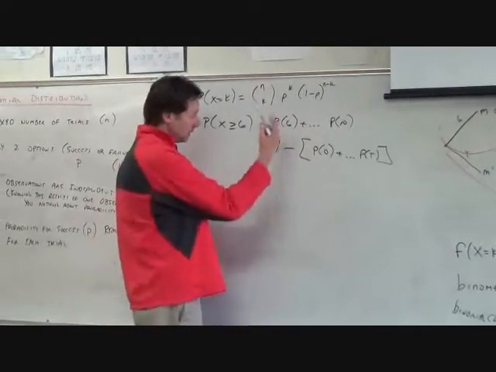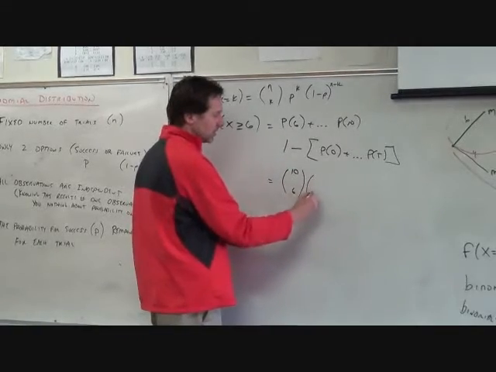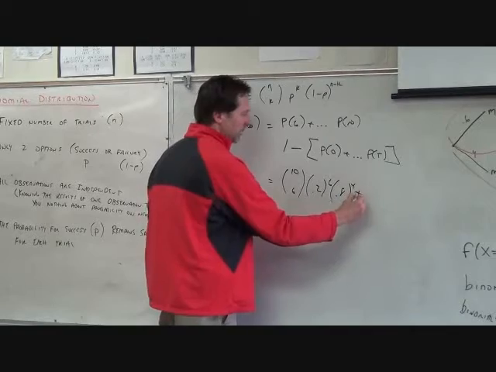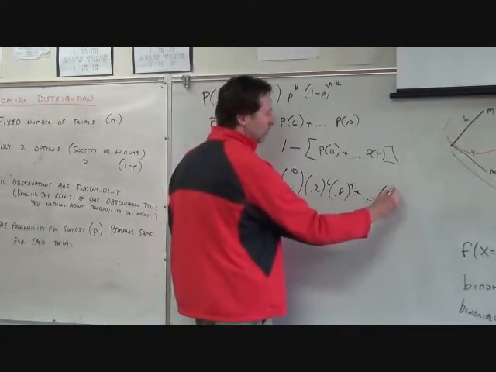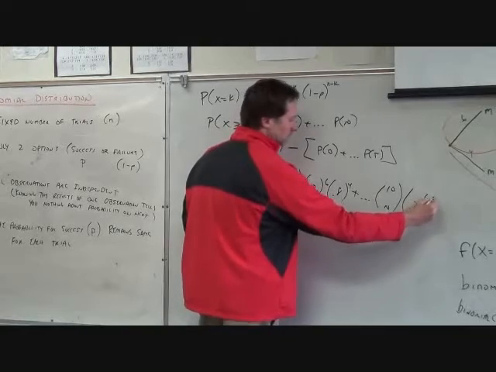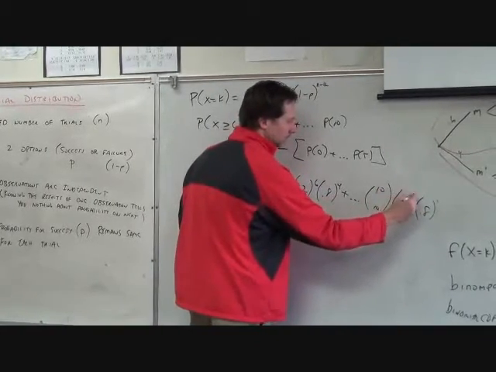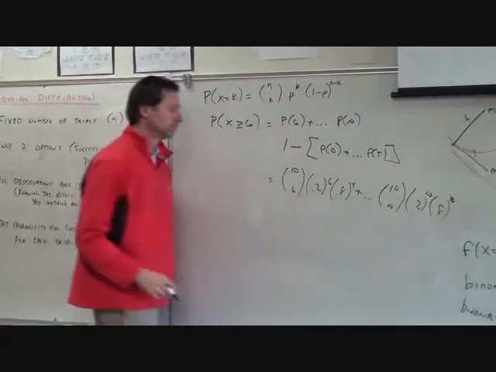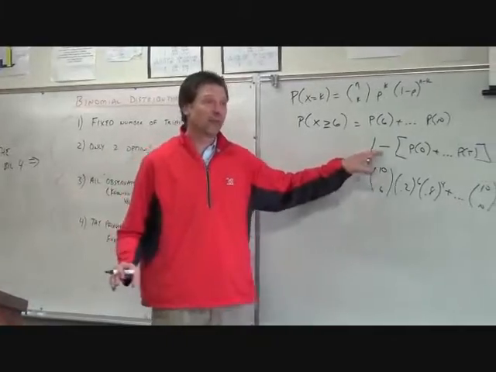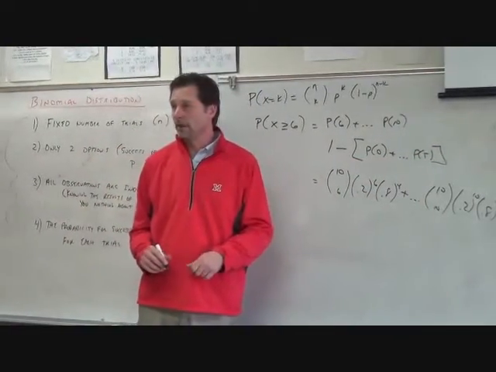You could have done this one. So show me the probability of 6. That's 10 choose 6, 0.2 to the 6th, 0.8 to the 4th, plus dot, dot, dot. Show me the last one. That would have been okay. You could have done it this way, where 1 minus, and plugged in the probability of 0 and the probability of getting 5. That's fine too.